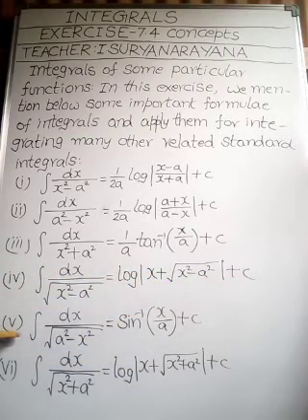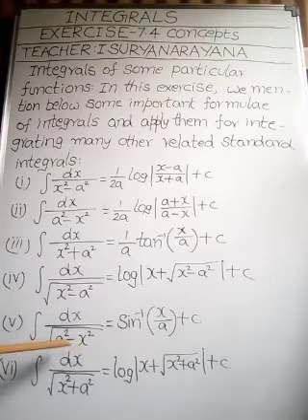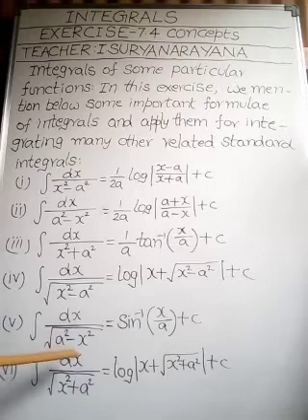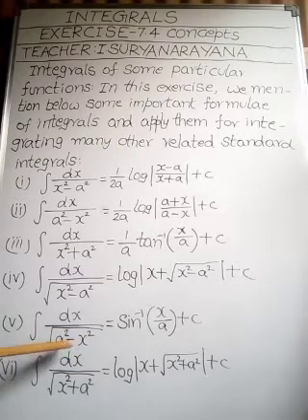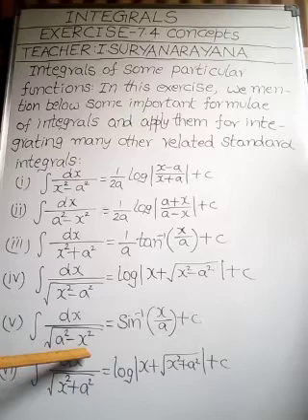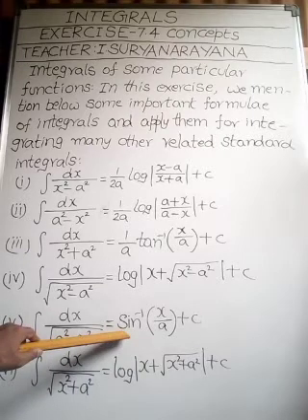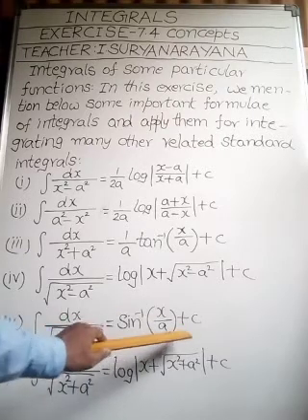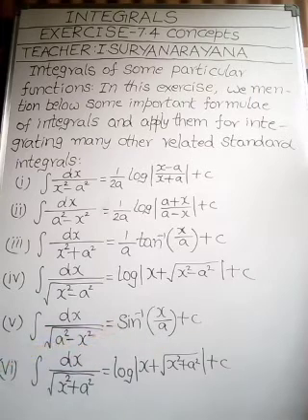Now come to the fifth formula, integral dx by square root of a square minus x square. Here also under the square root is a quadratic expression, but the first term is the constant term and the next term is the x square term. Here also the coefficient of x square is 1. Then its integration is sin inverse of x by a plus c. Okay, my children, understood this formula.